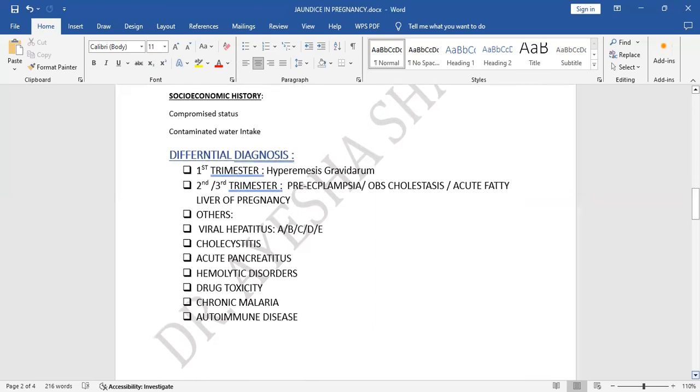These are the differential diagnoses for any patient coming with jaundice or any other associated factors in pregnancy. The pregnancy-specific differentials are, in the first trimester, hyperemesis gravidarum. In the second or third trimester, it can be preeclampsia, obstetric cholestasis, or acute fatty liver of pregnancy. Others may include viral hepatitis A, B, C, D, or E, cholecystitis or cholelithiasis, acute pancreatitis, hemolytic disorders, and drug toxicity, which I have already mentioned, and a history of chronic malaria that is associated with fever with rigors and chills, and any autoimmune disease.